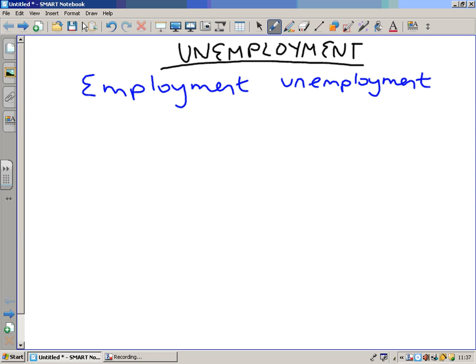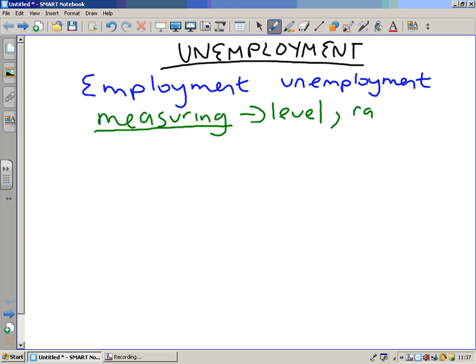In terms of measuring unemployment, we need to bring in the important distinction between the level of unemployment and the rate of unemployment. The level of unemployment is the number of people who are unemployed within an economy. So it could, for example, be 2 million people unemployed in the country. The rate is the percentage of unemployment in the country. So say, for example, we have 10 million people in the country and 1 million people are unemployed. The unemployment rate is running at 10%.